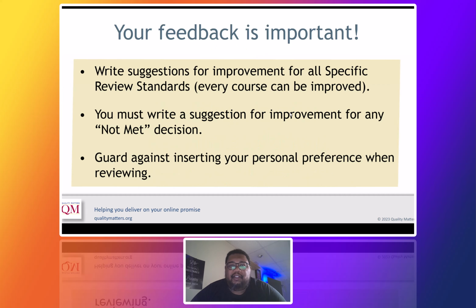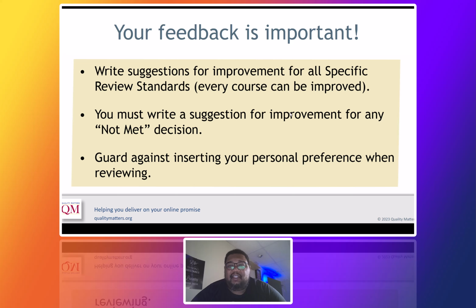We always encourage you to write a suggestion for improvement even if the specific review standard is met. This may be the only time that anyone gets a chance to review the course in depth, so feedback and suggestions for improvement are very important to the instructor. But remember, reviewers are required to provide evidence for all specific review standards regardless of decision.